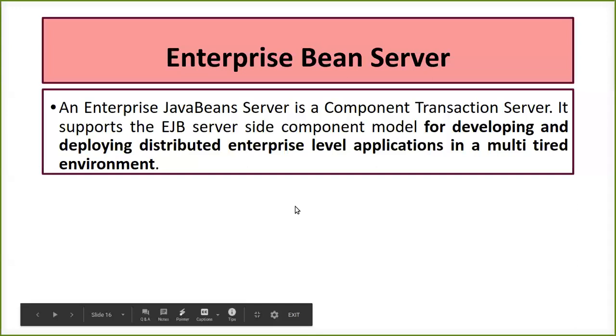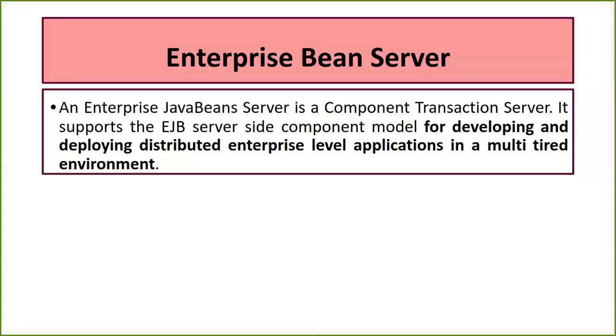Next is the enterprise bean server. The Enterprise Java Beans server is a component transaction server. As I told you, it is where you can have EJB components which have been developed for the server side, and it is also called a server side component model. The architecture we follow to develop an EJB application helps us develop and deploy distributed enterprise level applications. I hope you are understanding this statement.